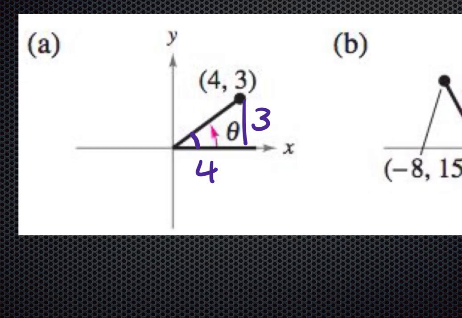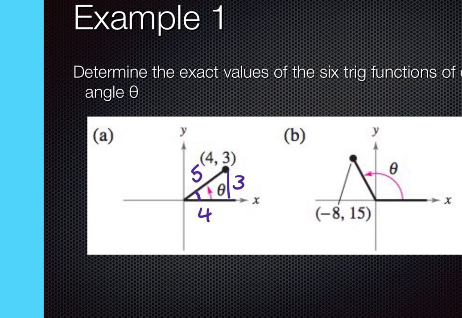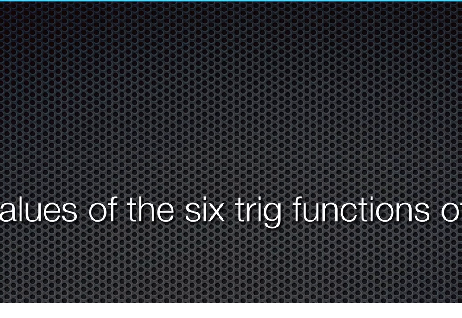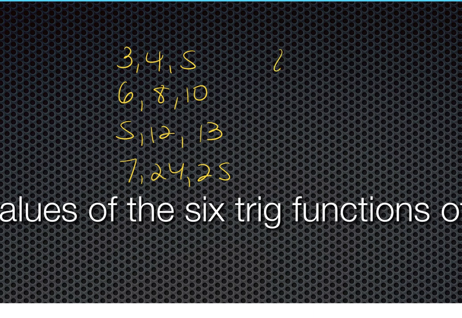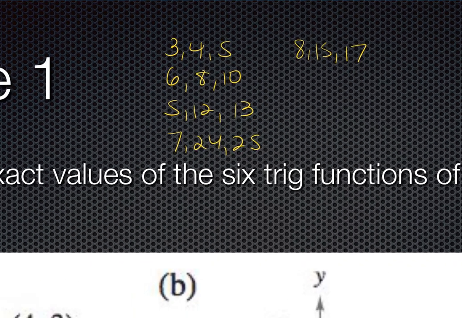Do you know your triples? What's missing from this one? 5. So as a refresher on triples, because you're going to get used a lot. 3, 4, 5 is a Pythagorean triple. Double it, 6, 8, 10. 5, 12, 13. 7, 24, 25. And 8, 15, 17. These are not the only ones, but these are the most common. If you don't know these, then you have to do the Pythagorean theorem. These just help you save on time.